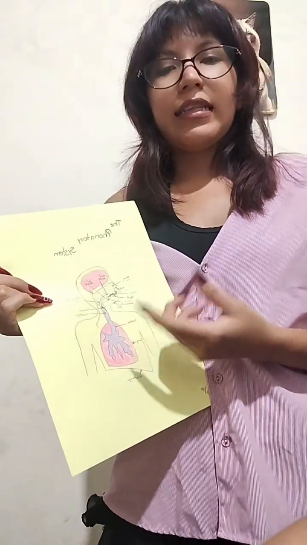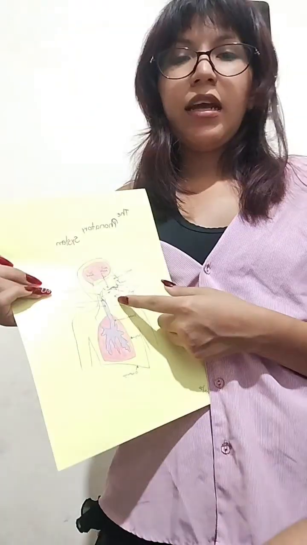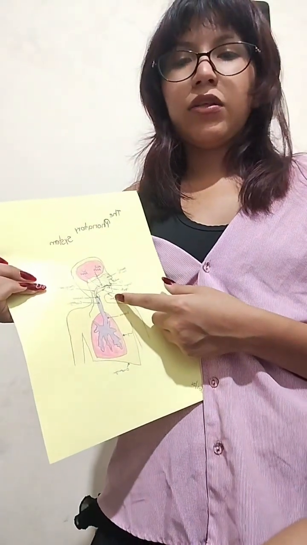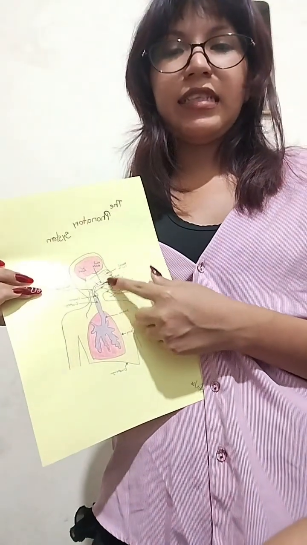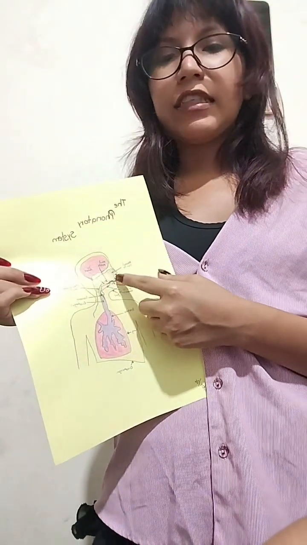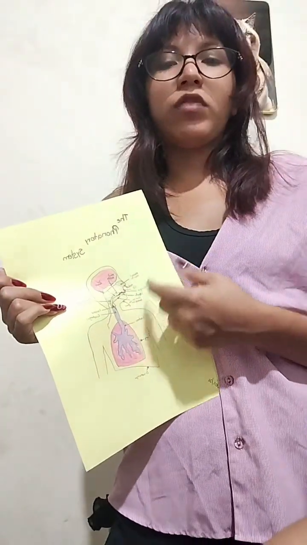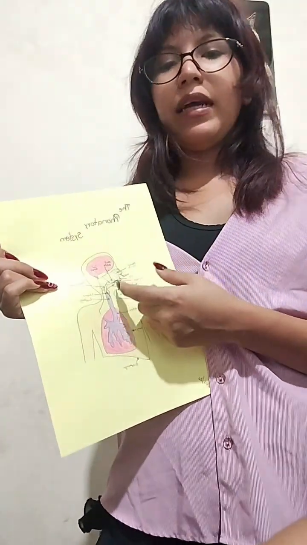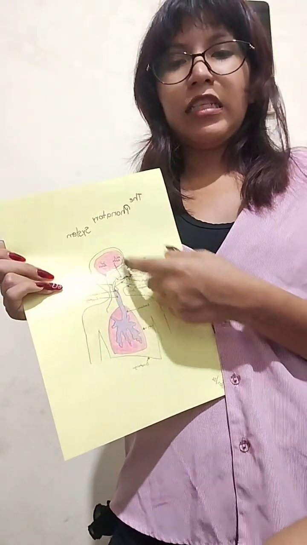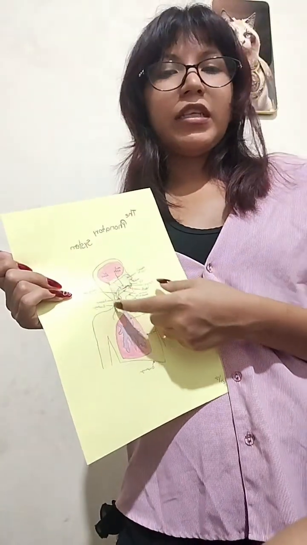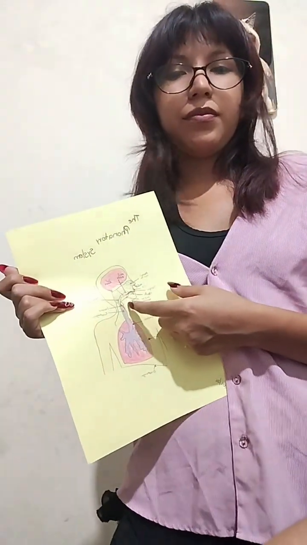The sound then moves into the oral cavity, which is the mouth, and also the nasal cavity, which is inside the nose. These cavities also help to modify and resonate the sound. Depending on how air flows through these spaces, different speech sounds are produced.